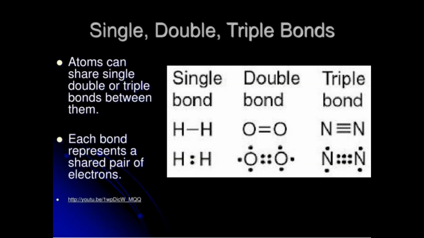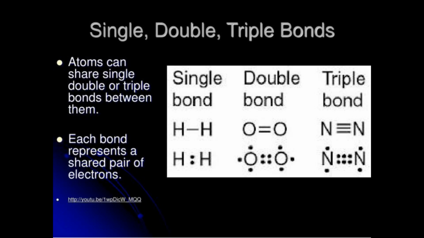Okay, let's look at types of covalent bond. Atoms can be shared in terms of single, double, and triple covalent bonds. That means we have single bonds, double bonds, and triple bonds. Each bond represents a shared pair of electrons. What do we mean by that? What we mean is that two electrons equals a bond.